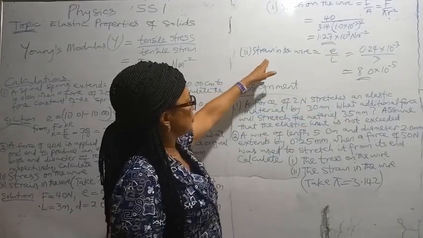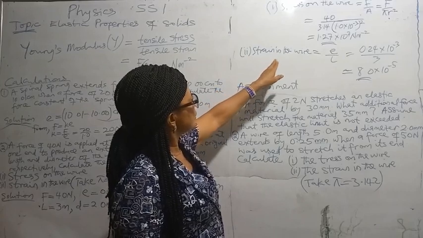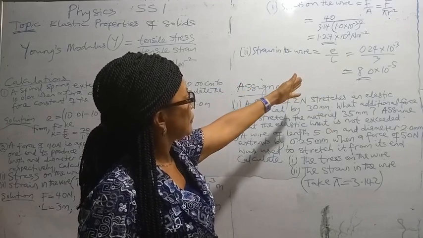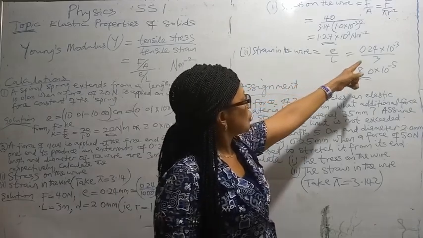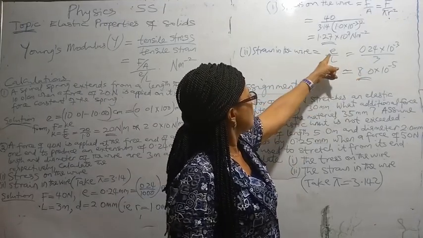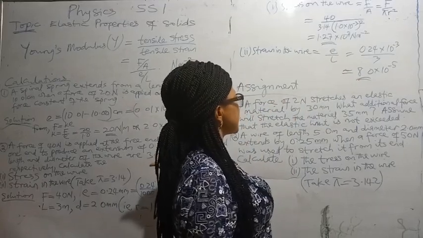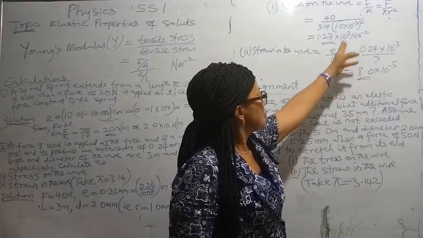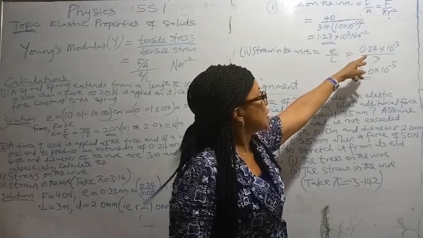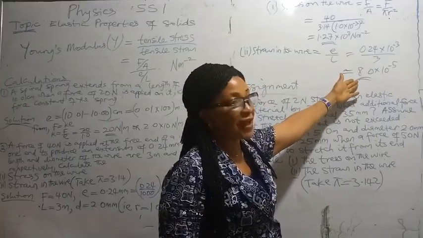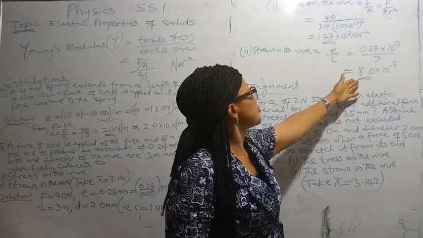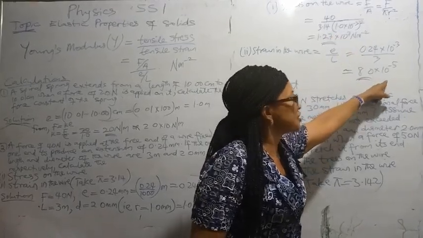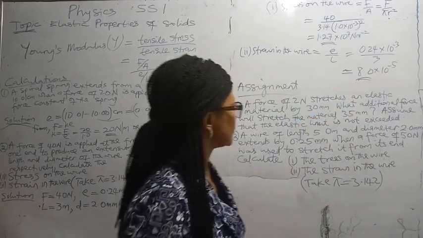Now, strain in the wire. You quote the formula e over L. Do your substitution. We know e from our set out. Divide by 3. Play with your calculator there, and then you get the answer. Remember, strain has no unit. If you attach any unit here, you will score 0, capital letter.